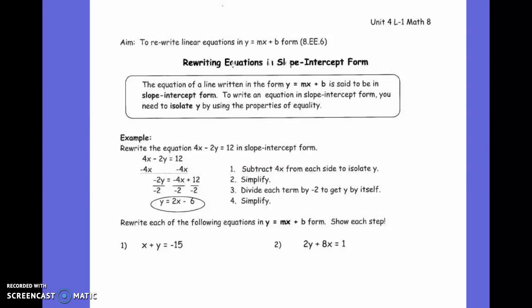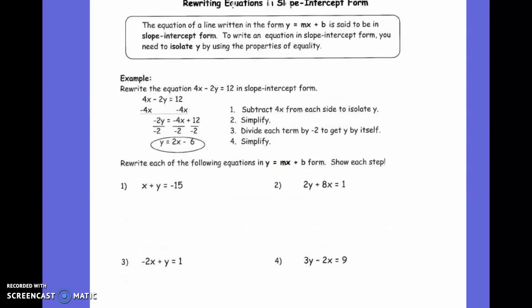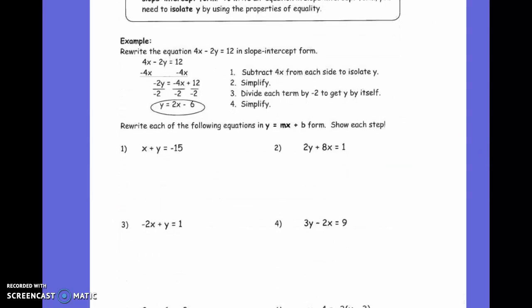The next page is rewriting into slope-intercept form. Use this as your example. Remember, we're always solving for y, so we have to get the y portion by itself. So in this example, they're subtracting 4 from both sides, and they're rewriting the -4 and the +12 next to each other. Then you're dividing by whatever term is left over, in this case the -2. Reduce these, and you get this answer.